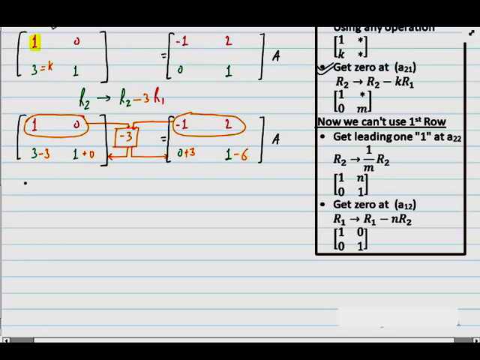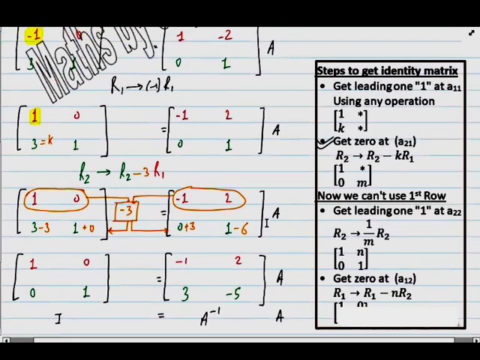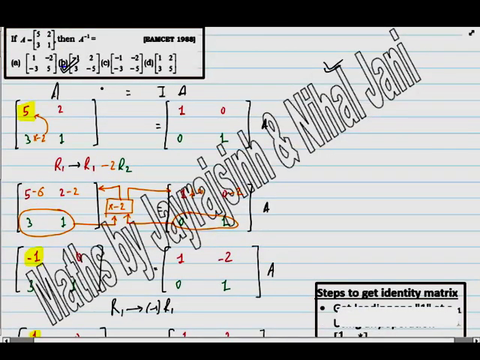So after simplification, our first row will be as it is and the second row will be 0, 1, 3 and minus 5. Oh my god, we already get the identity matrix on the left side. That means we get our I is equal to A inverse A form, which suggests that our A inverse is minus 1, 2, 3 minus 5. Ta-da! Option B is your answer.